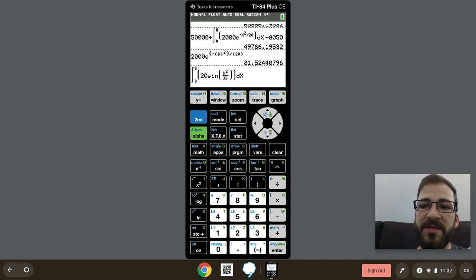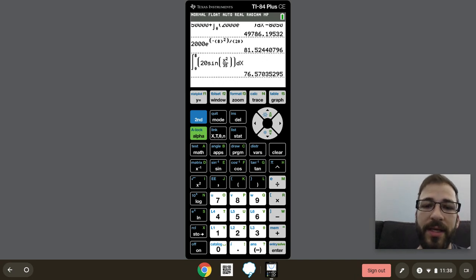Now, as always, it's a pragmatic moment to make sure you check on your calculator that you're in radians mode. I am. Everything for the calculator exam will be in radians mode. Hit enter. We get 76.570.